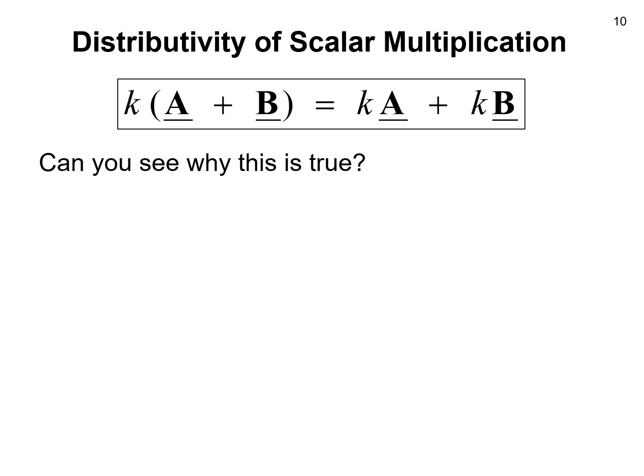Vector addition is also distributive with respect to scalar multiplication. A scalar k multiplying the resultant of A plus B is equal to that same scalar k times A plus k times B. Also try and draw on your paper why you think that's true. Try it out.